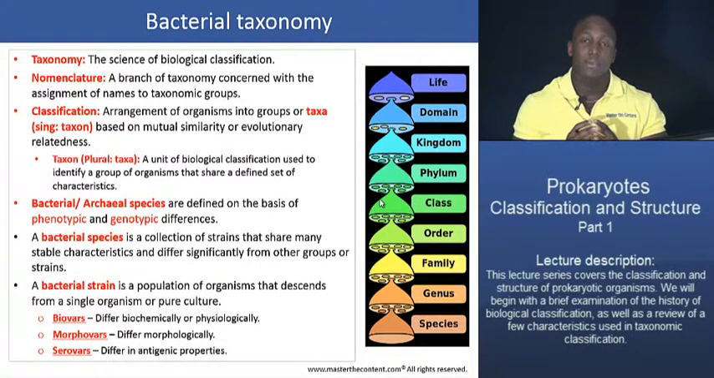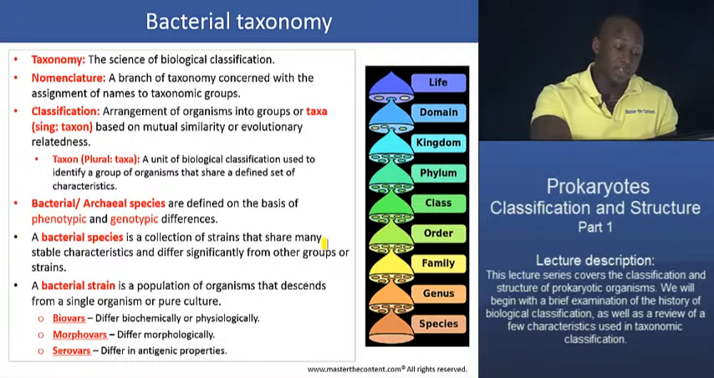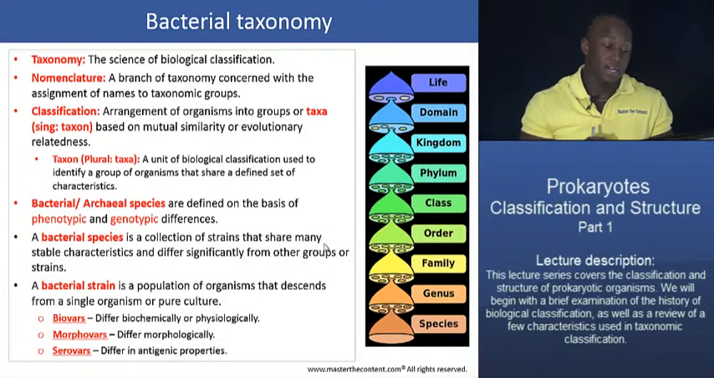When we're talking about bacterial cells, they do not have the ability to sexually reproduce. They reproduce asexually. So we have to think of bacterial species differently, which leads me to the definition on the screen. A bacterial species is a collection of strains that share many stable characteristics and differ significantly from other groups of strains. That's, in a nutshell, a very basic definition of a bacterial species.